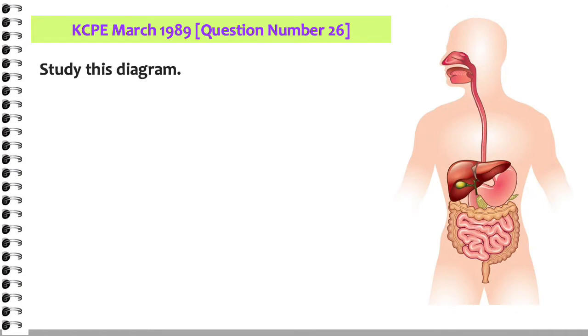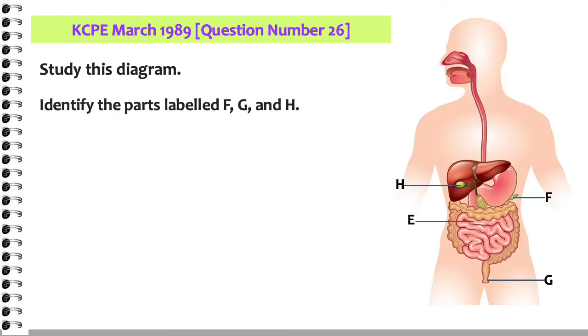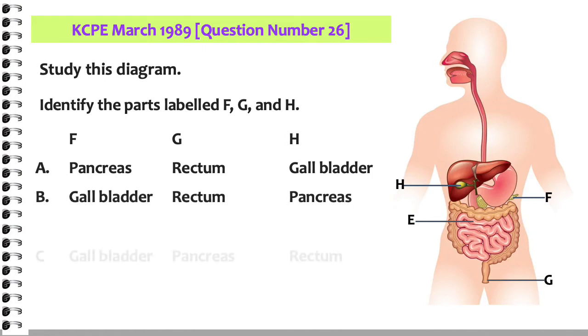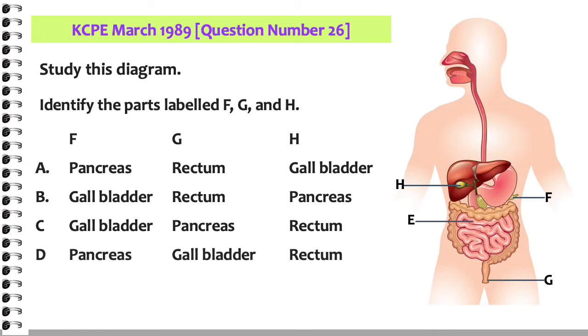Study this diagram. Identify the parts labeled F, G, and H. Which letter points to the gallbladder? Which letter points to the pancreas? Which letter points to the rectum?